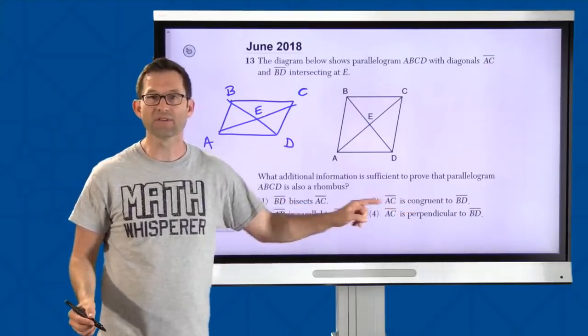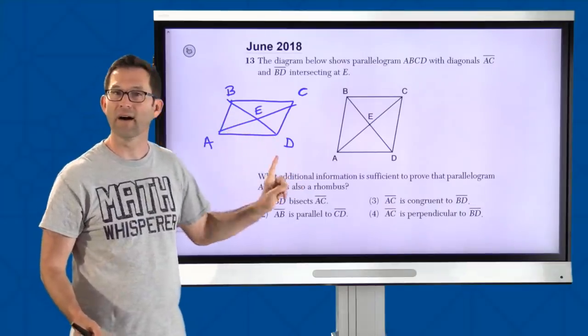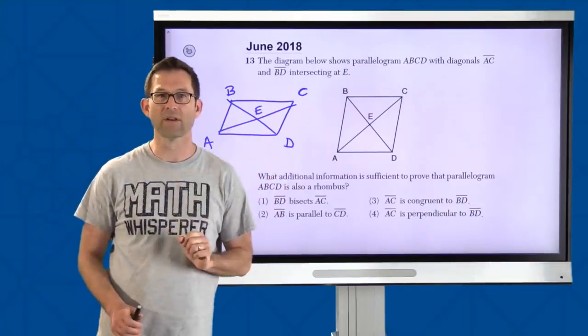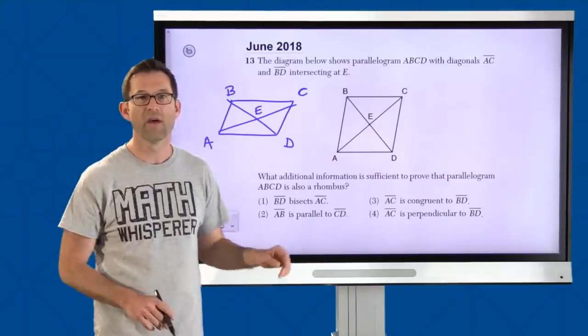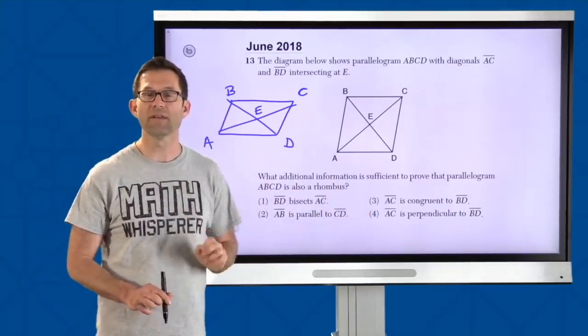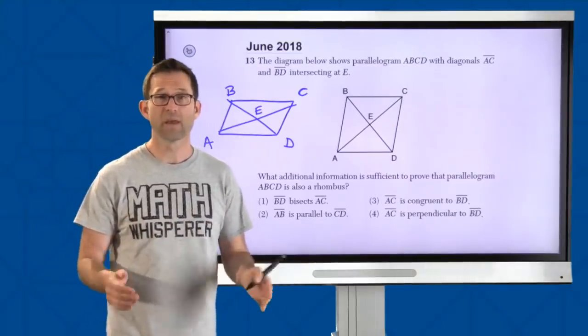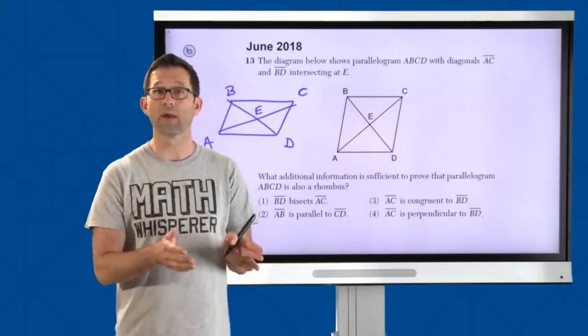AC is congruent to BD. That's the rectangle condition. The two diagonals are the same length. Finally, choice 4, AC is perpendicular to BD. There's our winner. All right, so when we have parallelograms, if the diagonals are the same length, we get rectangles.